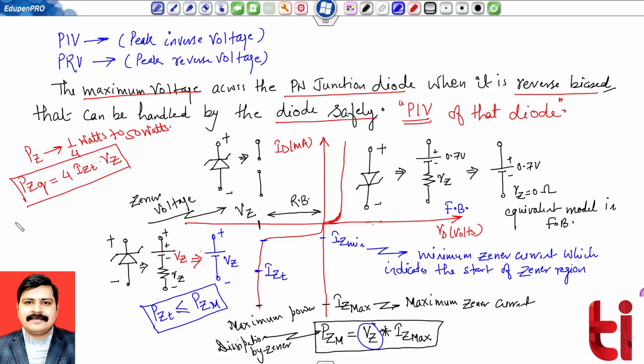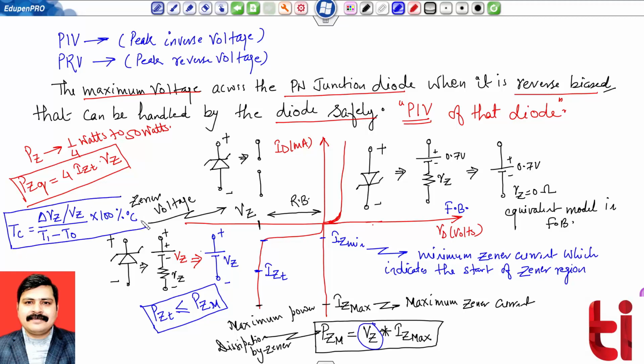It is Tc equals to delta Vz divided by Vz, whole divided by T1 minus T naught and multiplied by 100. So the result will come in percentage per degree centigrade. So this is my temperature coefficient.